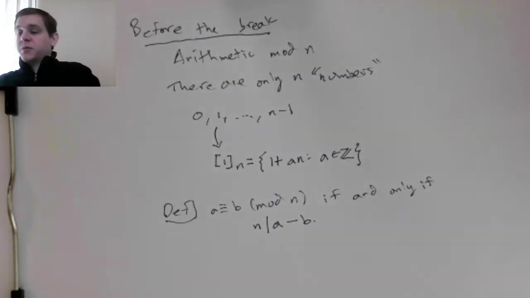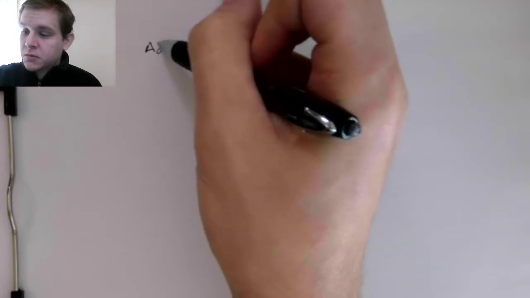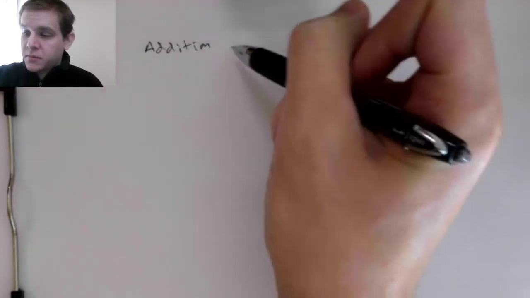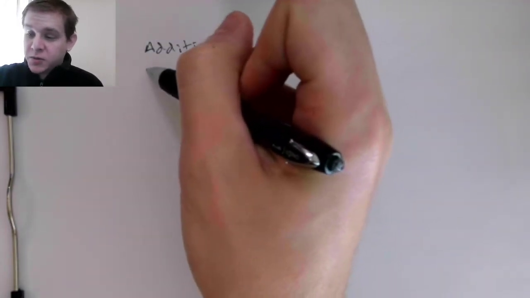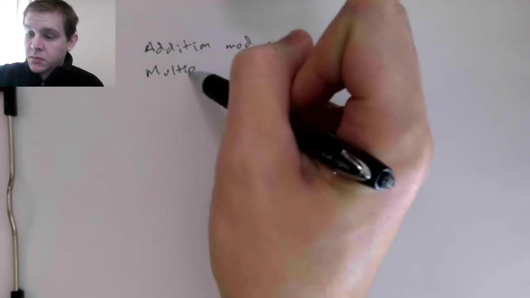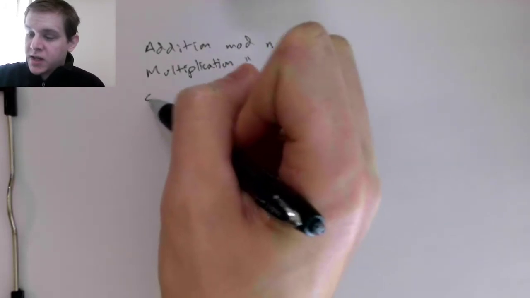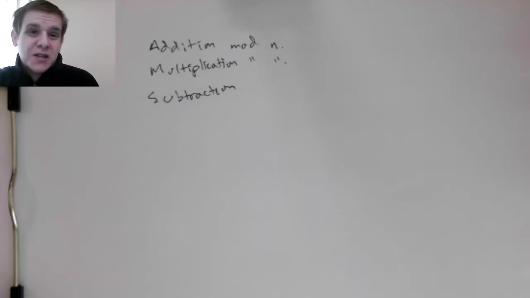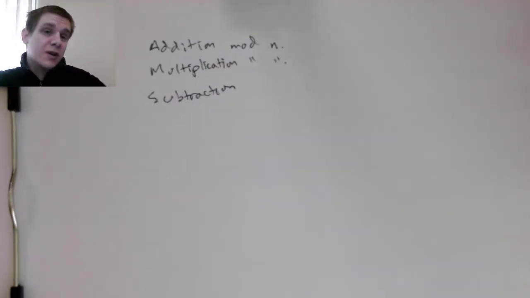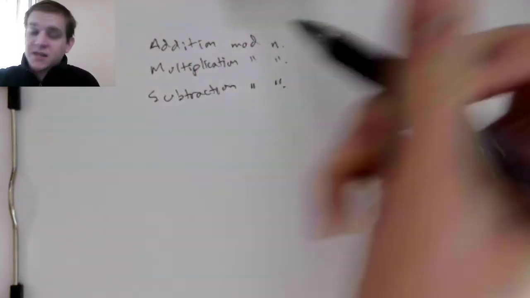So what were the things that we proved we could do with modular arithmetic? Well, we proved that we had addition mod n. We had multiplication mod n. We had subtraction. And we can just define subtraction as adding minus something. So in a way, having subtraction well-defined mod n is saying that it makes sense to take minus a number.